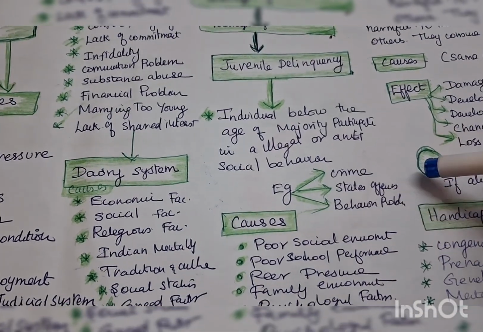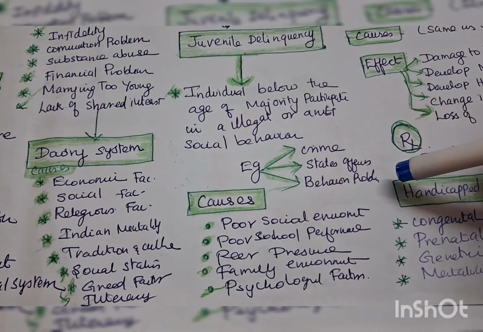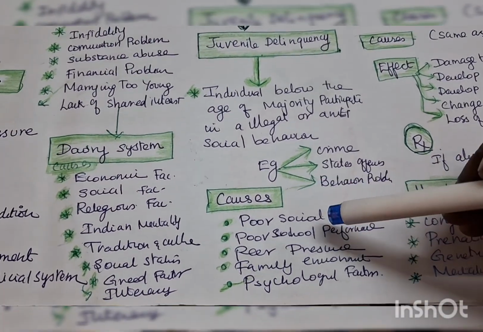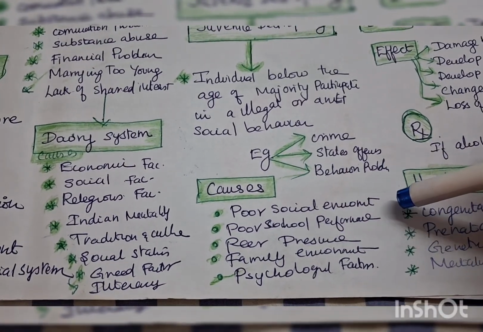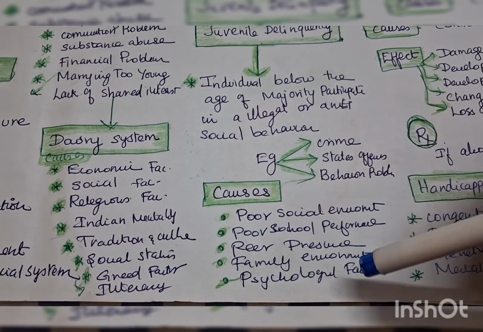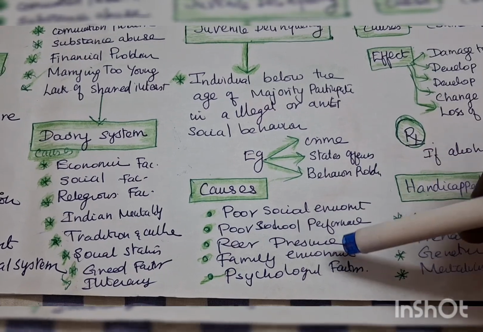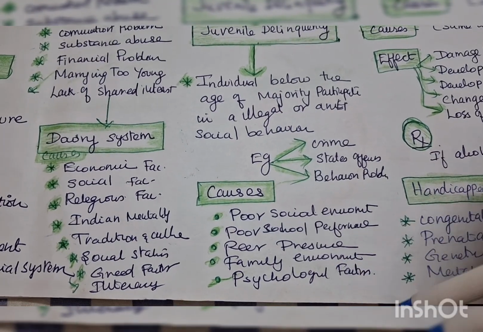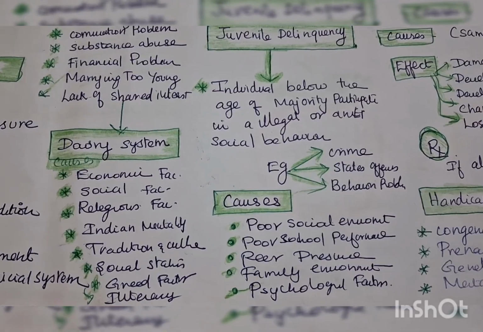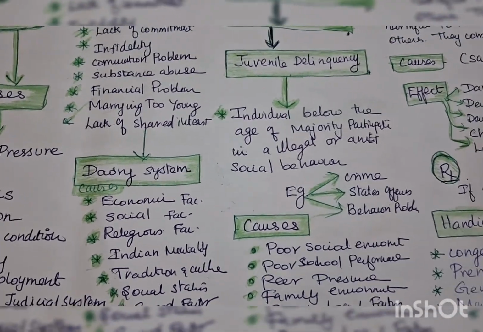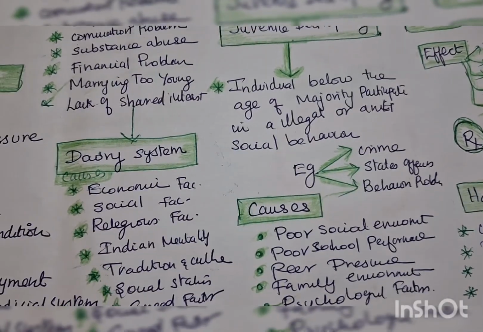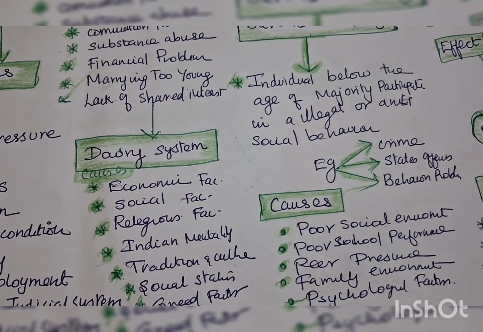Okay, juvenile delinquency, they will do the crime, mainly a behavior problem of the children. Right? What are the main causes? Like a poor social environment. Maybe they come from a broken family. Poor school performance. They ran away from school. Maybe they are drug addicts. There is peer pressure and the family environment, the psychological factors. So these are all the main causes for juvenile delinquency. Are you understanding?